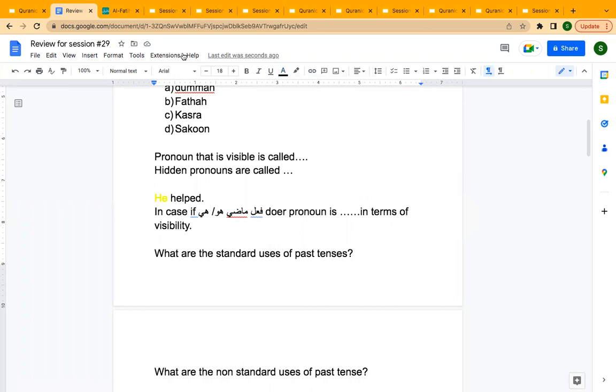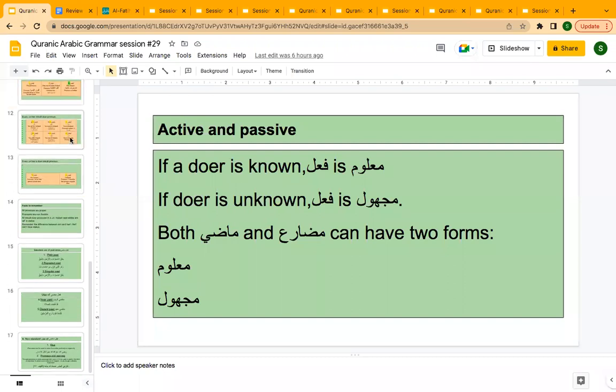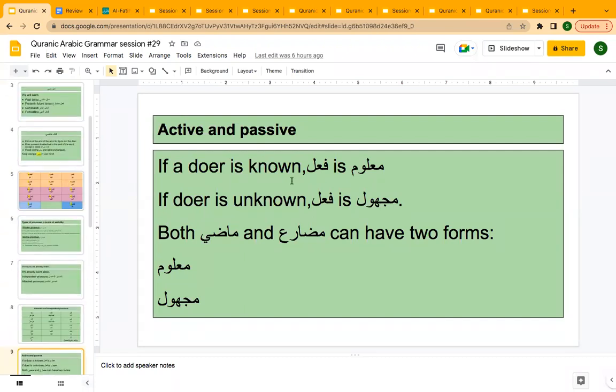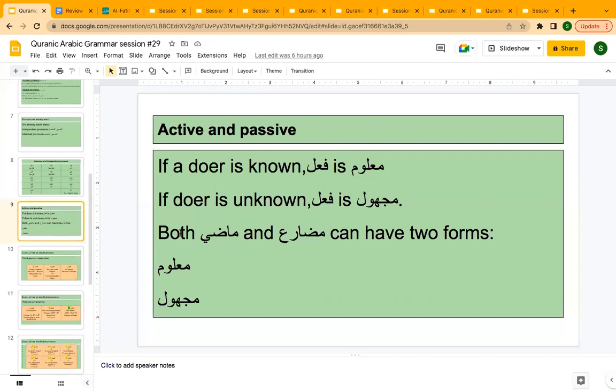So the madi that we learned, should it be malum then? Fail madi malum. Can I call the madi that we have learned our madi malum? Because everywhere we were able to figure out the doer. The doer was right there. Nasara is he helped. Nasara, they two males helped. Nasaru, they three or more males helped. It is malum because we have the knowledge of the doer. If your doer is unknown, your fail is called majhul.